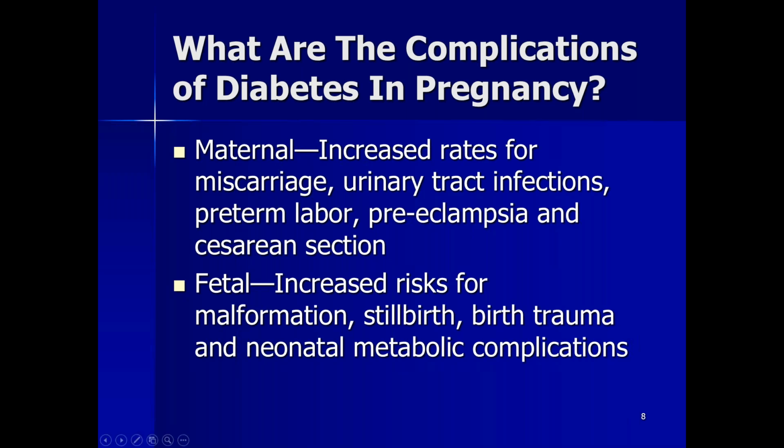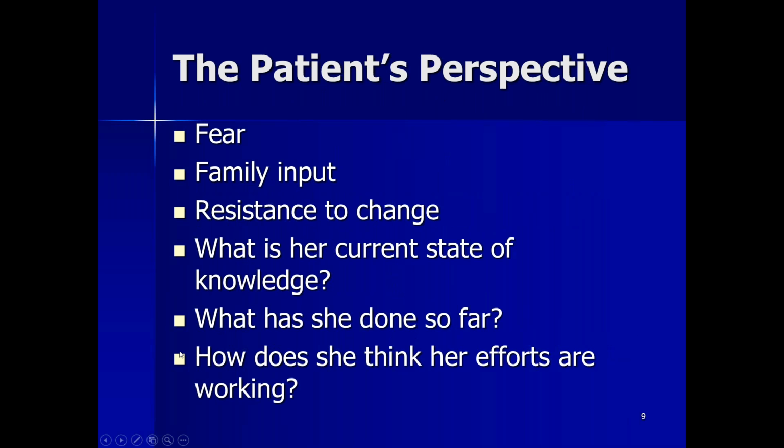delivery. From the fetus's point of view, increased risk, again, for malformation, usually associated with poor first trimester control, stillbirth, birth trauma, and the risk for neonatal metabolic complications as well. So those are the complications that we're trying to avoid. These are the issues that you will have discussed with the patient when you did her initial diagnosis. And now she's in front of you for the follow-up visit.